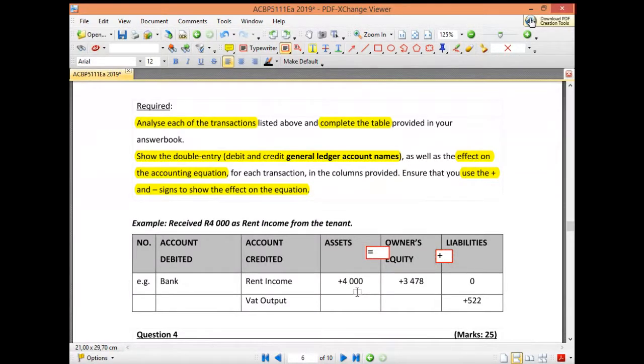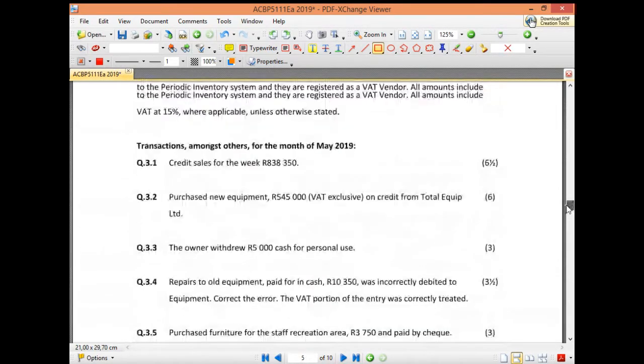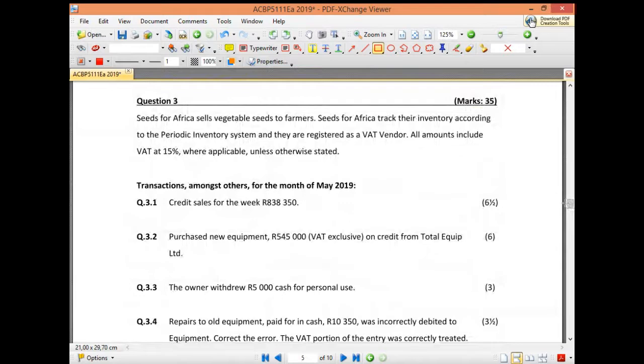Because what happens in a test is a lot of students forget this amount there, but they have that amount correct, and then it's not balancing. So that is just something you need to look out for. Okay, so let's go through the transactions and capture them in the format that they asked.